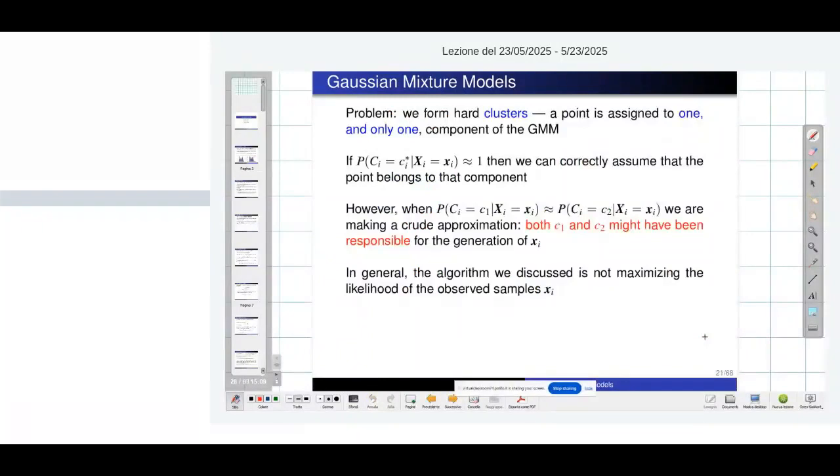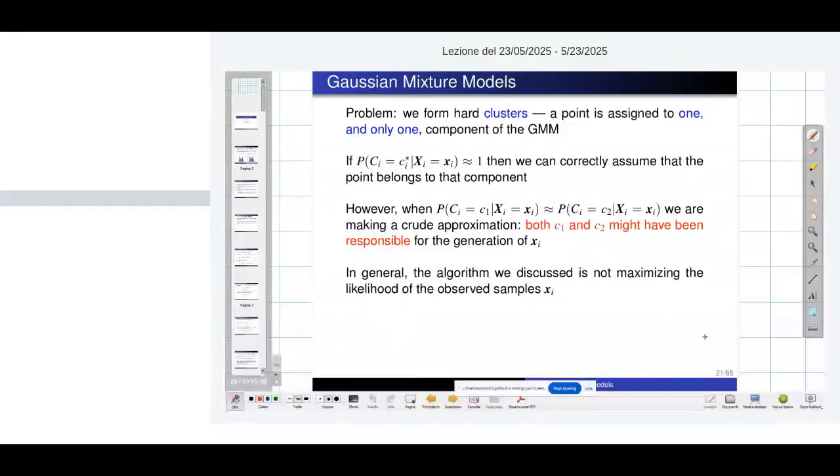Now, why is it not perfect? Well, we will see in a moment. The reason it's not perfect is because, at each iteration, we start from model parameters, we associate a cluster label to the samples, and then we treat that cluster label as if it was correct.